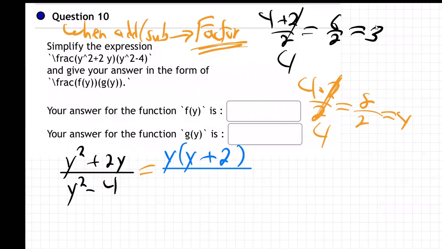Okay. Now on the bottom, what about the bottom? Well, on the bottom, do they both share something in common? No. No, the first one just has y squared. The second one says 4. There's nothing in common. So then I can't do the one parenthesis, take out what's in common. They don't have anything in common. So then I go right to the 2 parentheses.